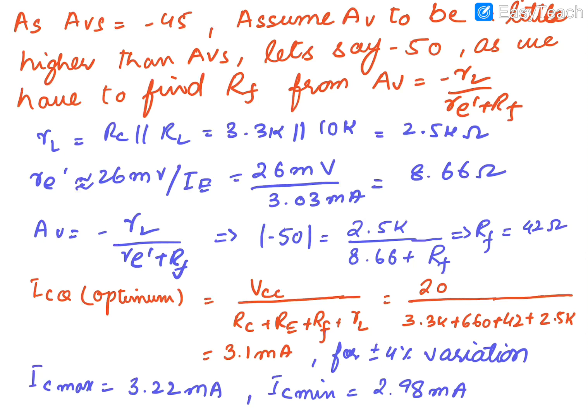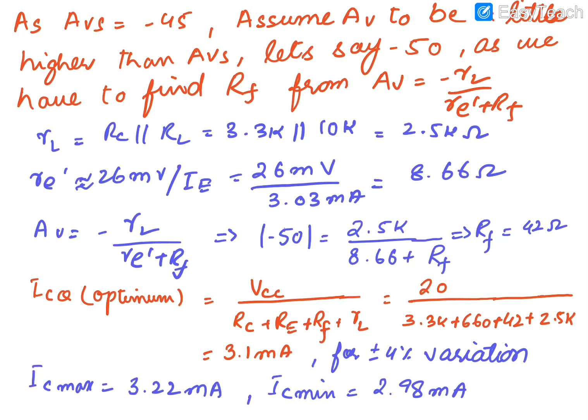As we have to find RF from this formula, AV is equal to minus RL dash divided by RE dash plus RF. As RL dash and RE dash are known, we can find the value of RF, and we have assumed the value of AV to be 50, which is slightly greater than 45. You can also take it as 55 or 60. So it is an assumption that AV is slightly greater than AVS.